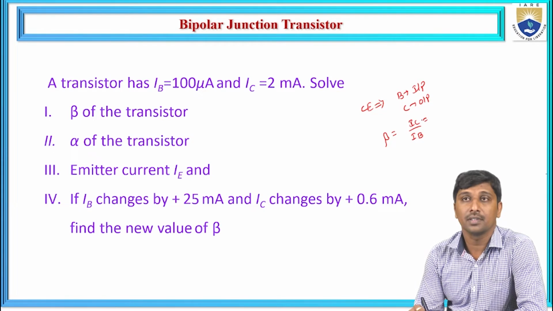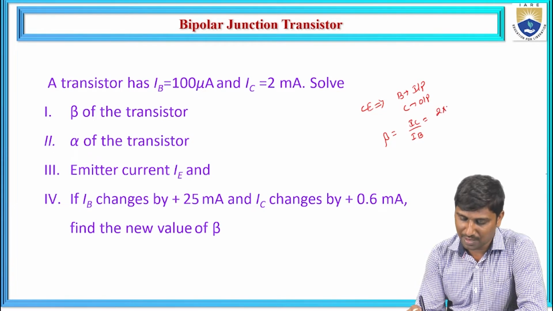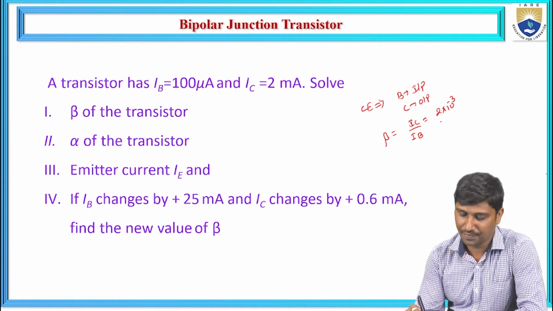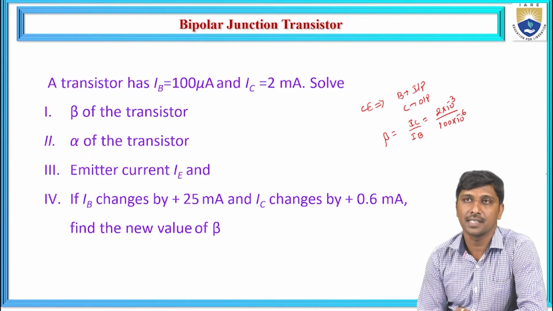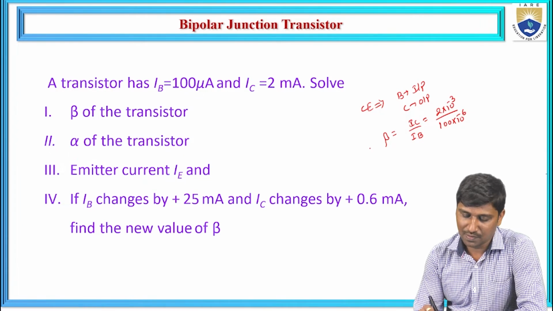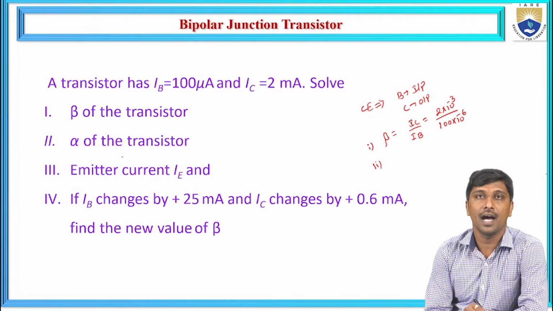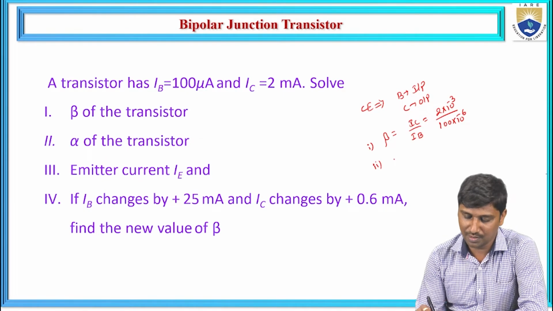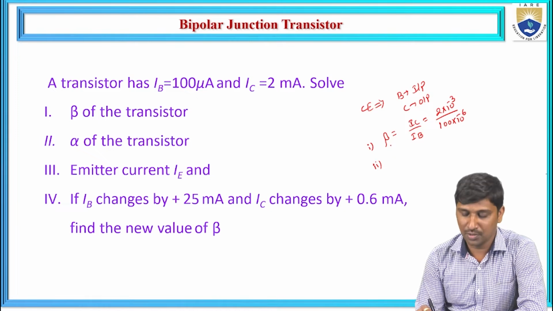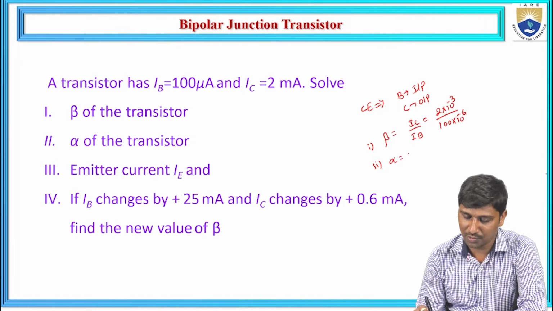So hence you can substitute the IC value, 2 milliamperes, that is 2 into 10 to the power of minus 3, and IB is 100 microamperes, means 100 into 10 to the power of minus 6. By using this, first solve for beta. Then the second one, we need to calculate alpha of the transistor. We need to write alpha in terms of beta. So we know that alpha is equal to beta by 1 plus beta.